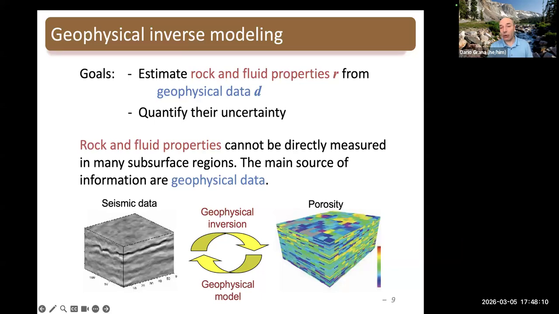So essentially, the physics goes from the right, from porosity, to the left, to the seismic data. And now we measure the seismic data. We don't know the porosity. This is why we call it a geophysical inverse problem.